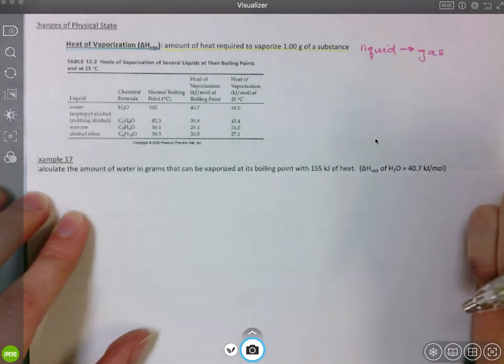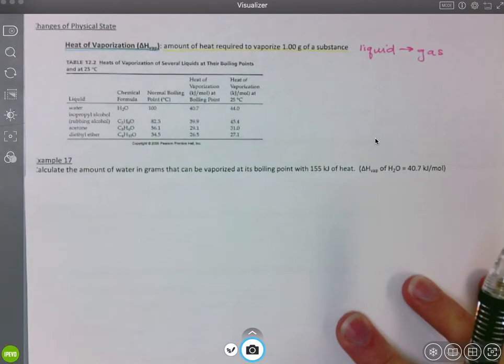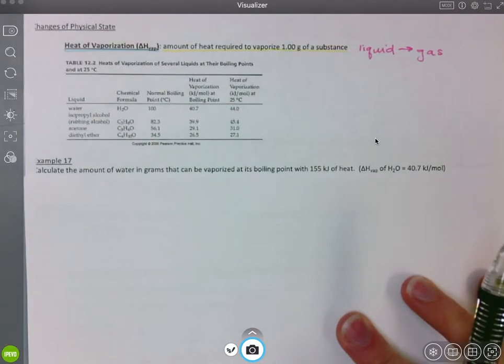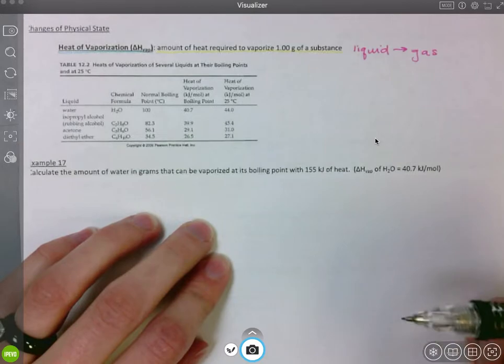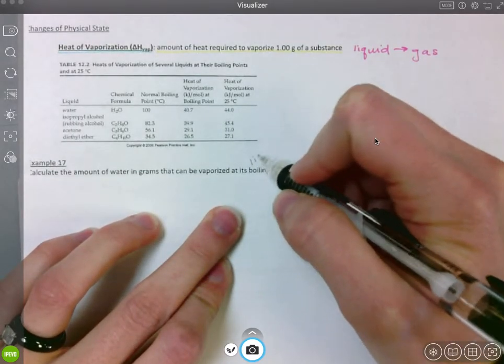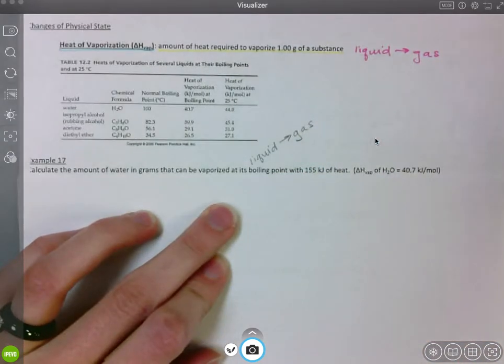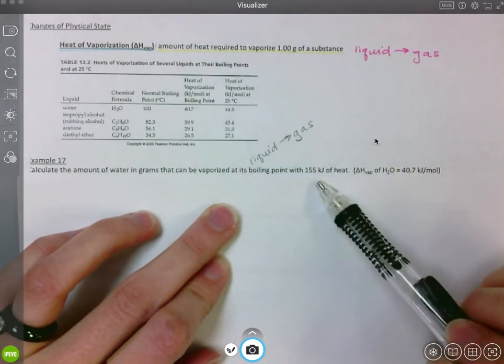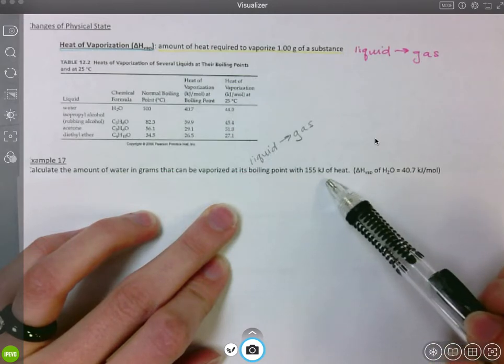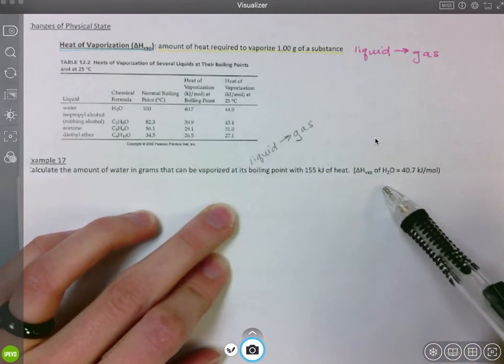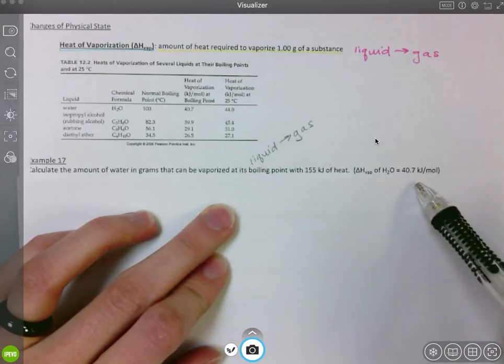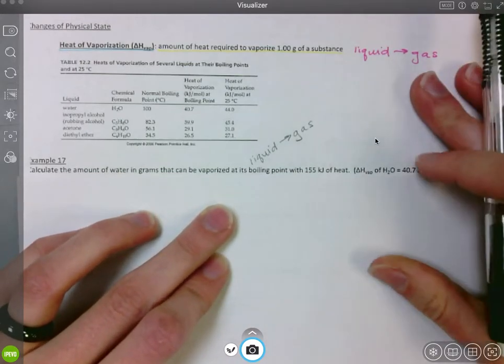In example number 17, it says, calculate the amount of water in grams that can be vaporized at its boiling point. Boiling point is the temperature at which we're changing from a liquid to a gas. So basically, heat of vaporization is what we're looking for, with 155 kilojoules of heat. We're given the heat of vaporization of water. That's 40.7 kilojoules per mole.